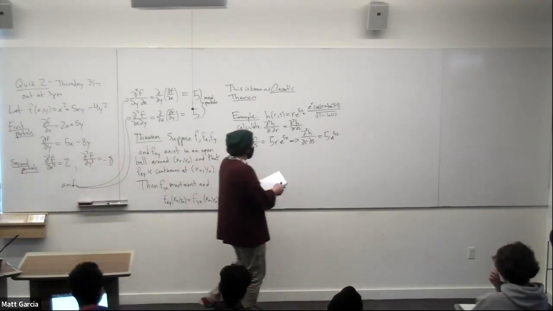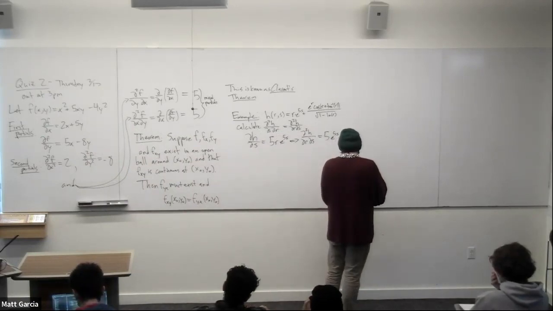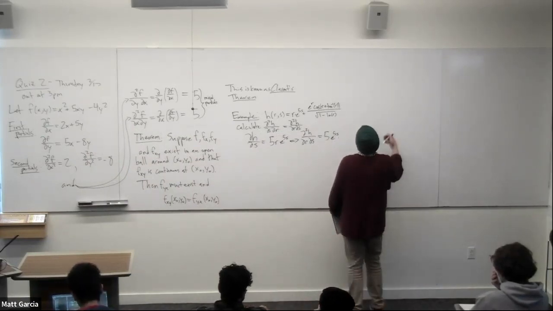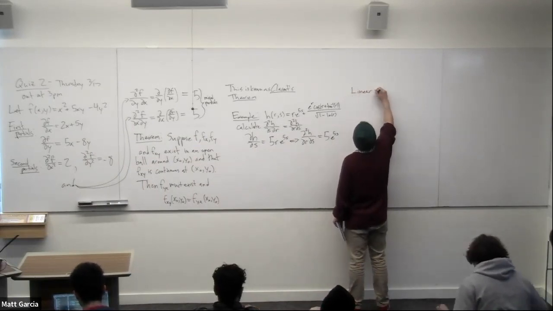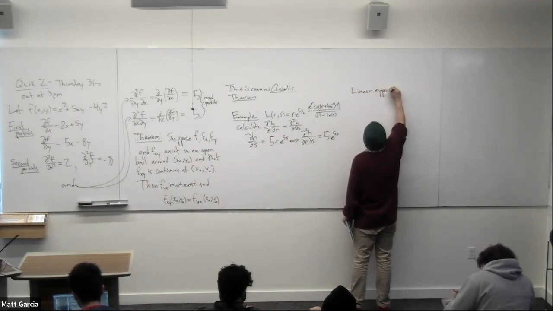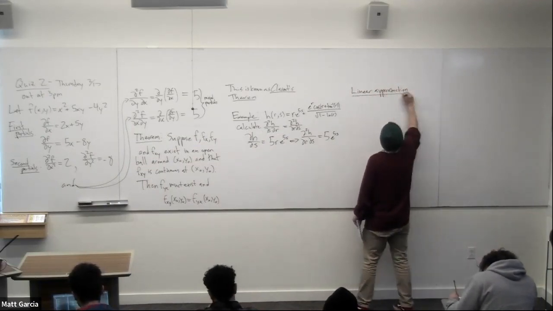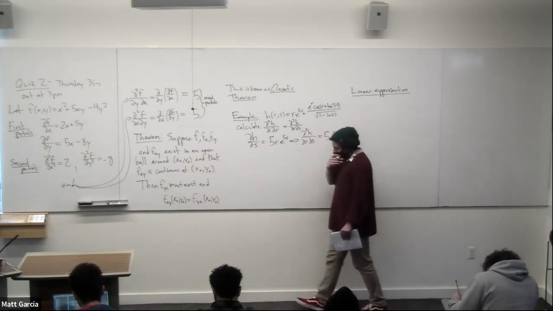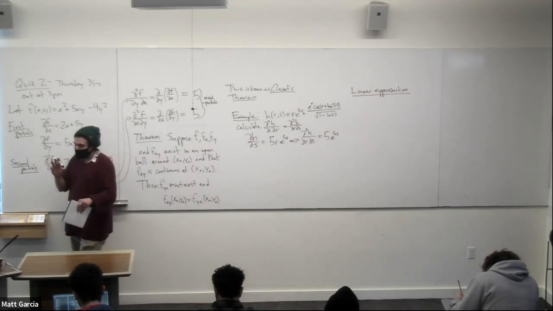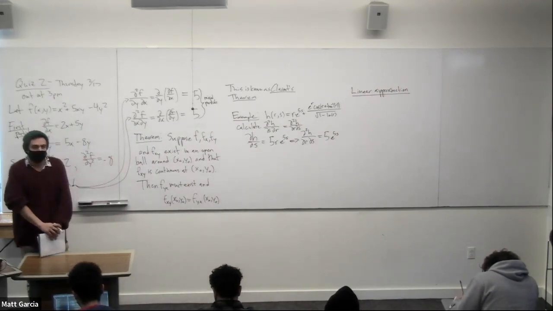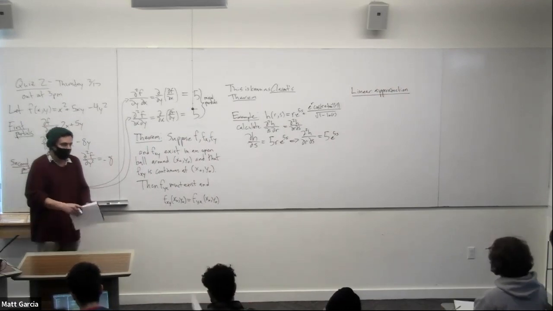All right, so all that being said, let's now talk about linear approximation. What is the purpose of writing a tangent line to a curve? Why do we do that?